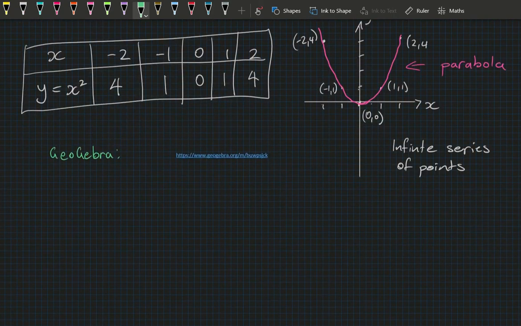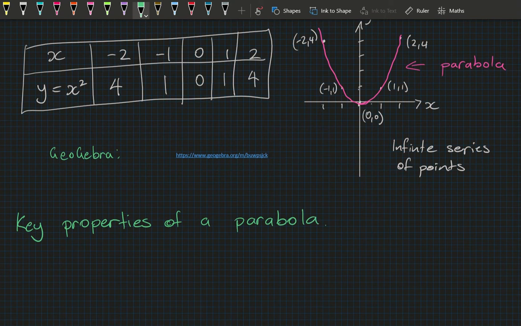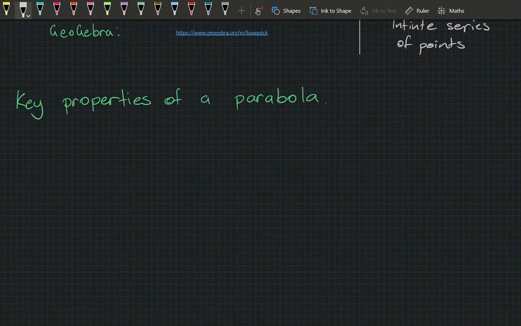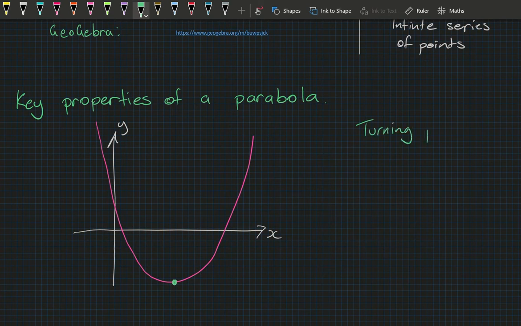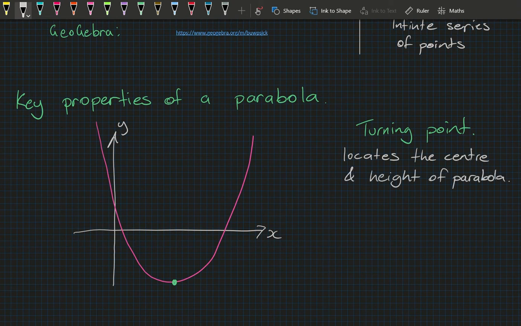Alright, so just like linear graphs have key properties that tell you everything about them, there are some key properties of a parabola. And these properties tell you everything you need to know about a parabola. So let's draw some coordinates with a parabola. Now a key point in a parabola is what's called a turning point. This turning point locates the center and the height of the parabola. I've marked it in, but let me actually note it. Hopefully you can see that's totally fundamental. That is where the parabola is centered.